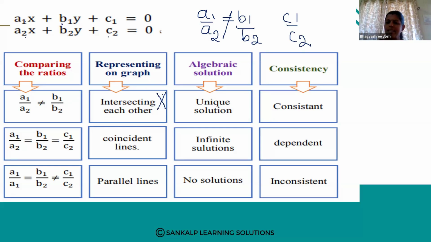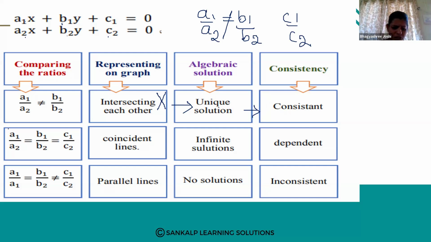Okay. If two lines are intersecting, then it has a unique solution. Which type of solutions does it have? Unique solutions. Next, equations are consistent. Remember, the equations are consistent when a1 divided by a2 is not equal to b1 divided by b2. That time, equations are consistent.